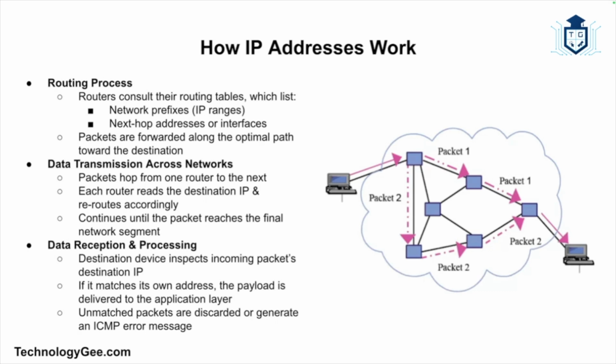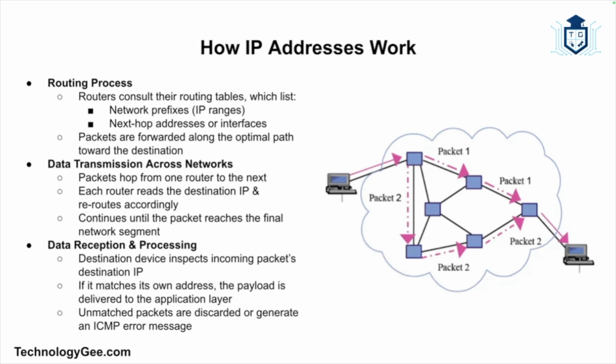And routers maintain routing tables that contain information about available network paths and their associated IP address ranges. Then we have data transmission. So data packets are transmitted over the network from router to router until they reach the destination device. And each router along the path examines the destination IP address and forwards the packet accordingly.